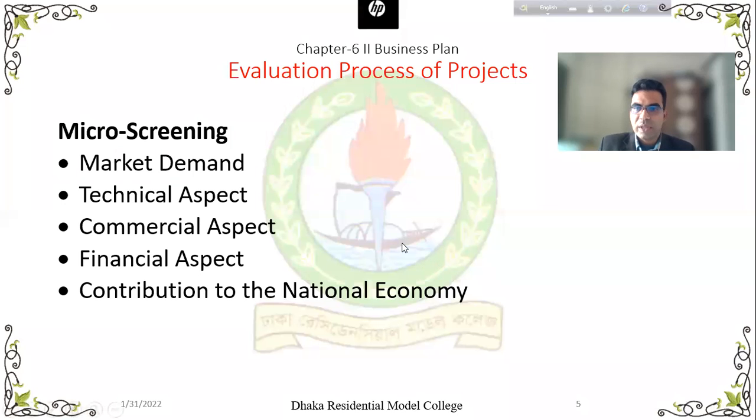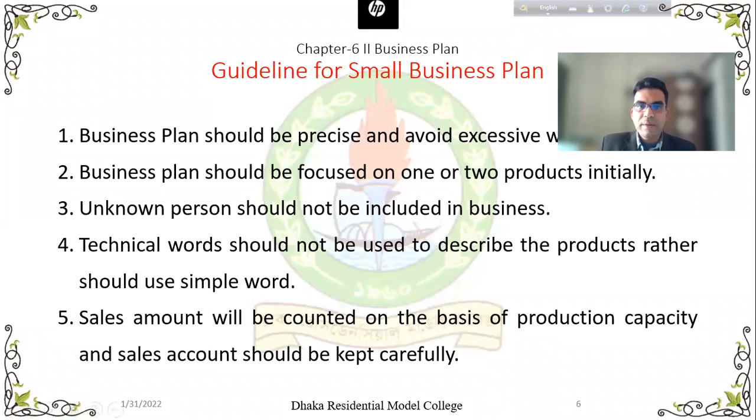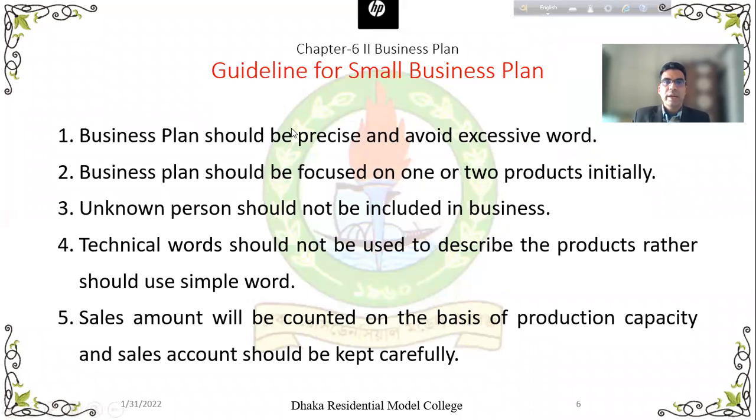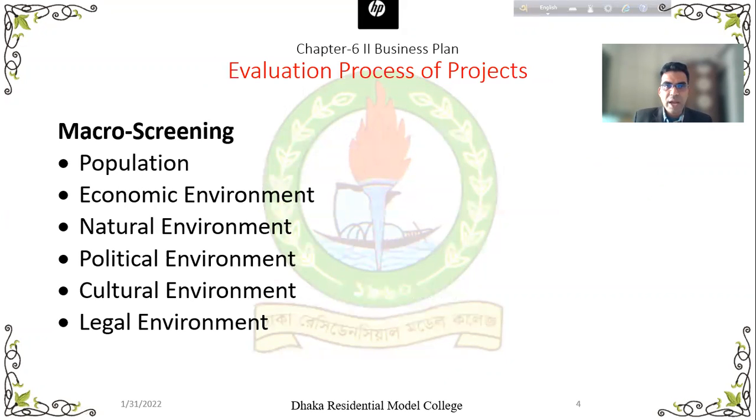Okay, I hope that you understood this point. Then another point is guidelines for a small business plan. Okay, about this screening, if you establish a small business, you don't have to follow this macro screening and micro screening.